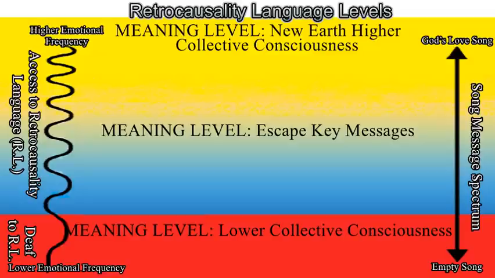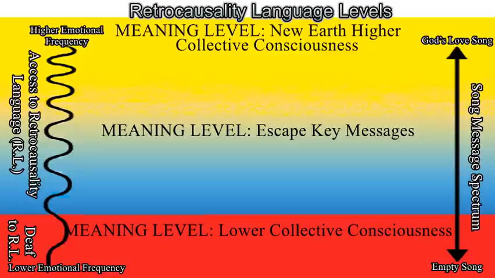But I get it, it's not easy sometimes because all that low frequency stuff is like a magnet. It's like that by design. It's like a magnet that can pull you down into that heaviness. But once you're able to burst through that low frequency barrier line, you could have access to hearing communication from the retrocausality language. And RL on the chart just stands for retrocausality language, by the way.